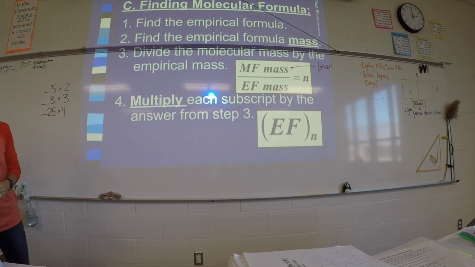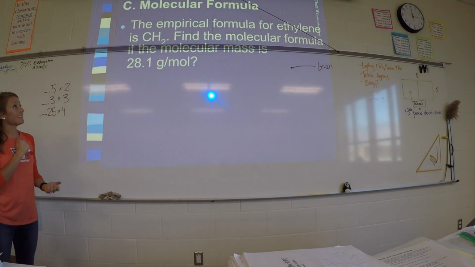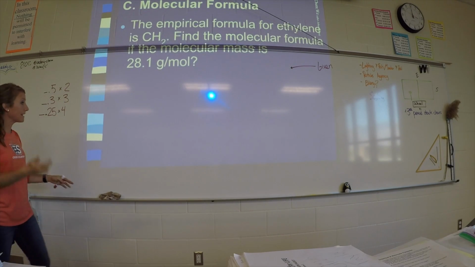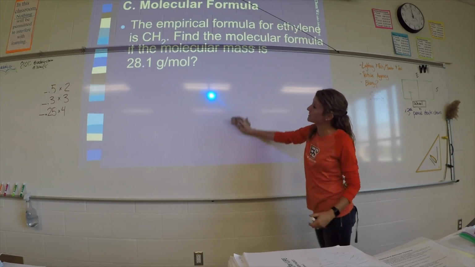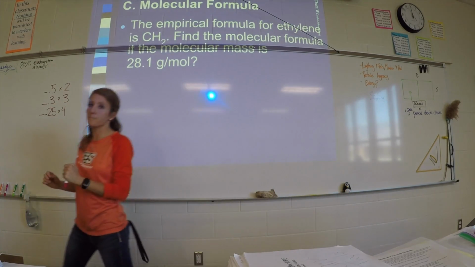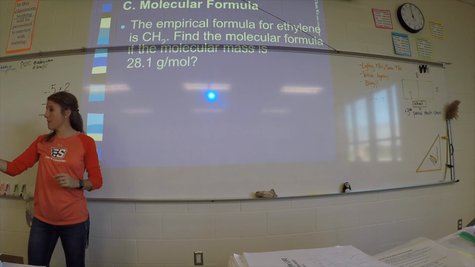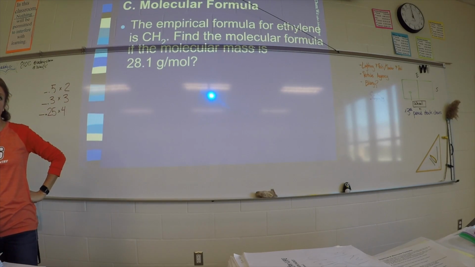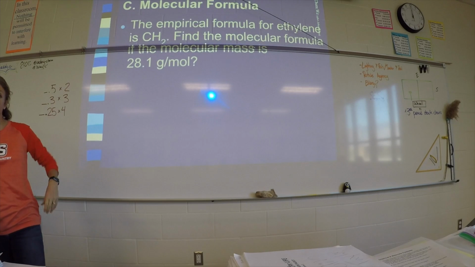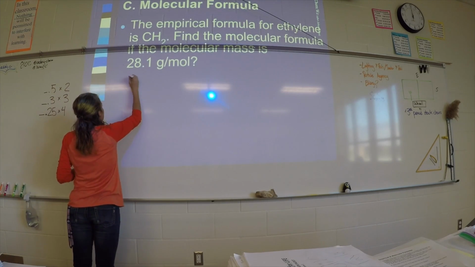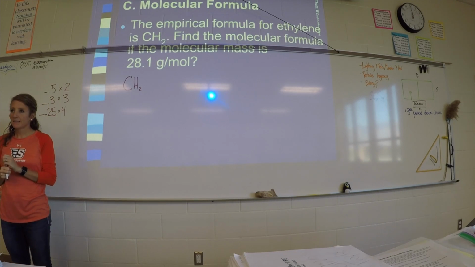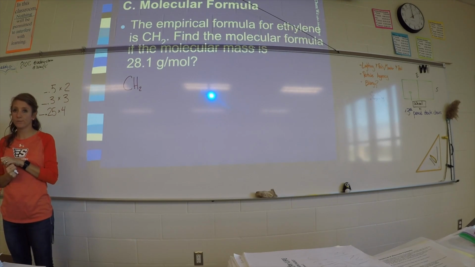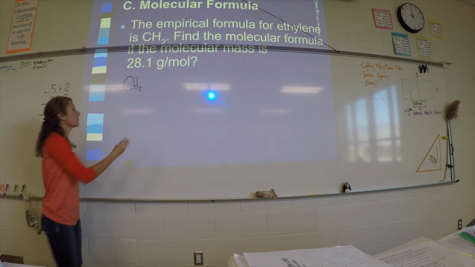Okay, let's try a problem. We want to find the molecular formula for ethylene, and I know its empirical formula and its molar mass. So looking up above, what does step number 1 say? Find the empirical formula, which is already given to us. If it wasn't, we just learned how to find it. Okay, what's step 2? The mass of the empirical formula.